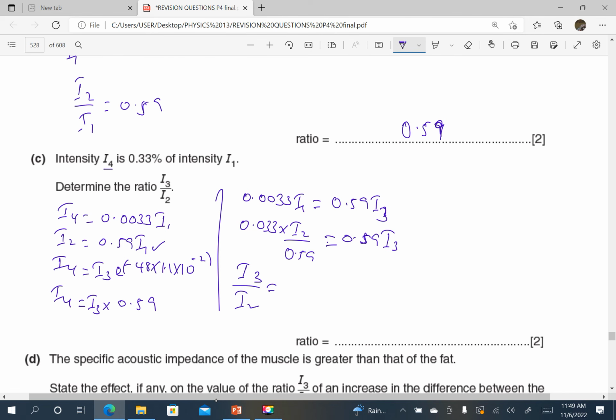So this will simply be 0.033 divided by 0.59 times 0.59 in the denominator. So when I press my calculator, this is giving me 9.5 times 10 power negative 3.